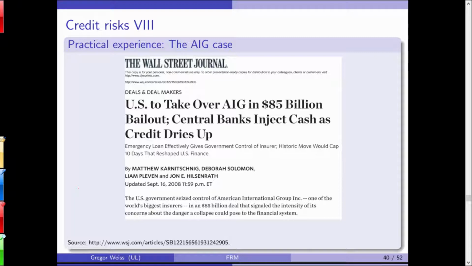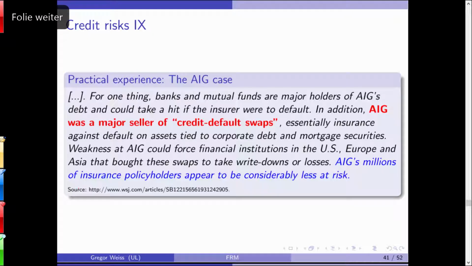This is an extract from the Wall Street Journal: US to take over AIG in 85 billion bailout, central banks inject cash as credit rises. Later on they say, for one thing, banks and mutual funds are major holders of AIG's debt and could take a hit if the insurer were to default. In addition, AIG was a major seller of credit default swaps, essentially insurance against default on assets tied to corporate debt and mortgage securities. Weakness at AIG could force financial institutions in the US, Europe, and Asia that bought these swaps to take write-downs or losses. AIG's millions of insurance policyholders appear to be considerably less at risk.